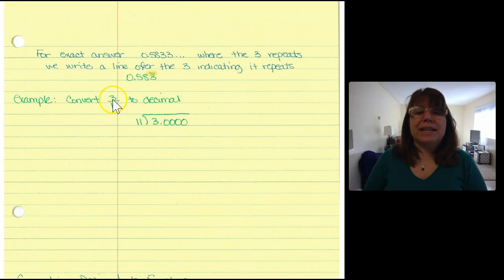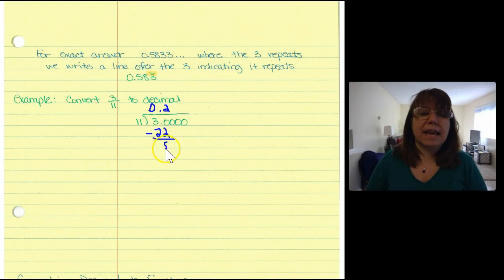All right, let's convert 3/11ths to a decimal. So it's going to be 11 divided into 3. I'm going to move my decimal place right on up. 11 goes into 3 0 times. 11 goes into 30 twice. That's 22. 30 minus 22 is 8. Bring down the 0. 11 goes into 80 7 times. 7 times 11, pardon me, is 77. Subtract. It's going to be a 3. Bring down the 0.